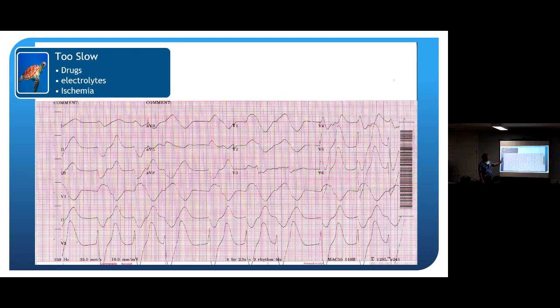So this is a slow, wide rhythm. The first thing you ask this patient is, excuse me, sir, are you alive, right? That looks horrible. This is hyperkalemia gone wild. Textbooks talk about peaked T waves, and that's true. But when you get a wide QRS and a wide P interval, it's hyperkalemia. That one's pretty easy to pick up.